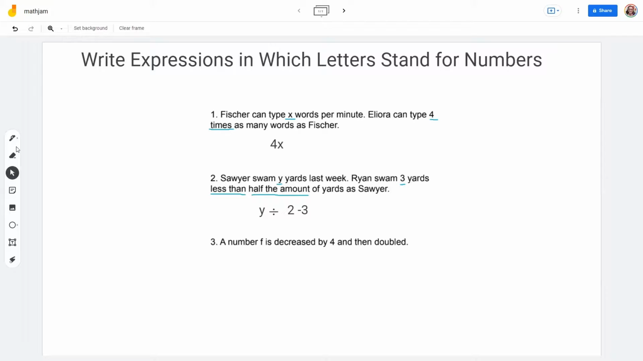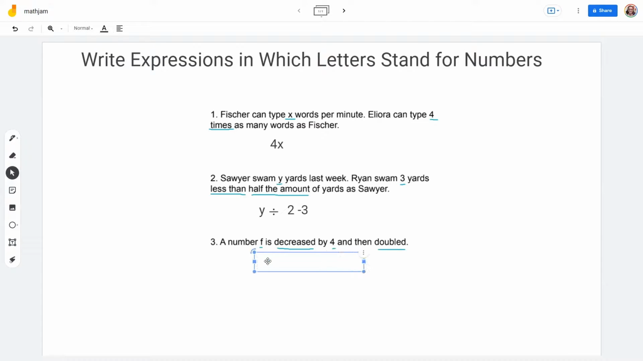The last one says, a number F is decreased by 4 and then doubled. Decreased by 4 and then doubled. Let's see what we're going to do here. Let's underline our important information. We have F, and decreased by 4 and then doubled. That one sounds tricky, but I don't think it's going to be that bad.